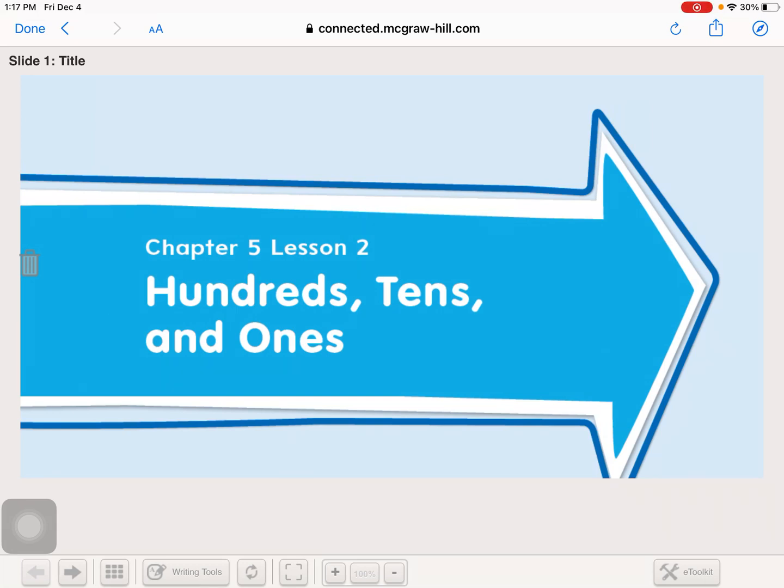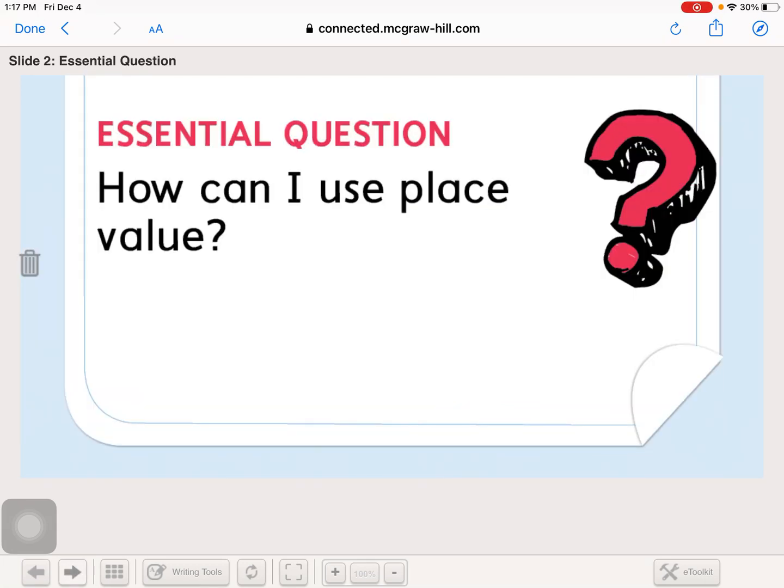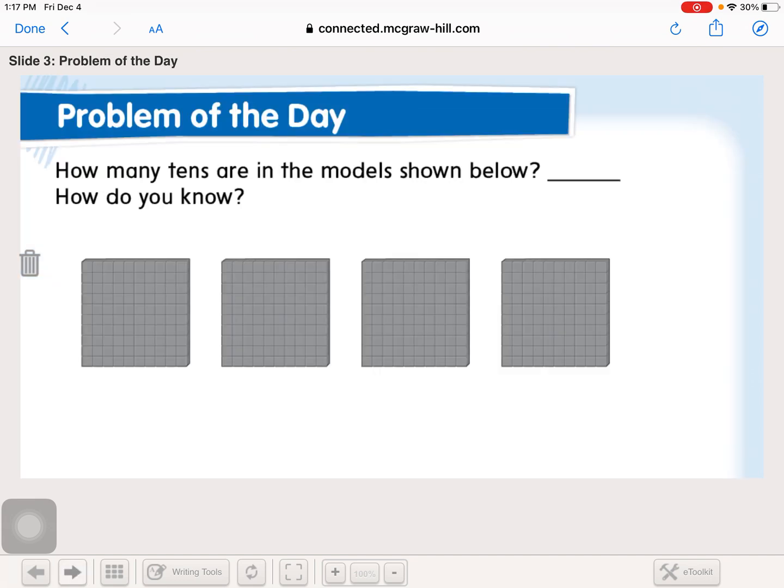Today we're ready for lesson 2 on hundreds, tens, and ones. We're still looking at how we can use place value. And we're going to review what we went over yesterday. It says, how many tens are in the models shown below?